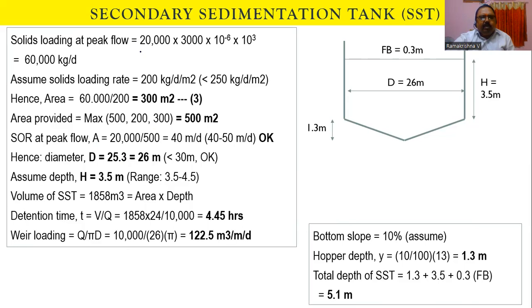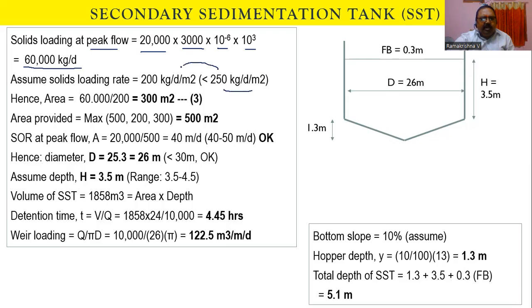equal to what? Peak flow is 20,000 multiplied by 3,000 milligrams per liter, and again 10 to the power of 3, that is the 1,000 conversion from meter cube to liter, and this 10 to the power of minus 6 is conversion from milligrams to kilograms. What I'm getting is 60,000 kg per day of solids loading at peak flow. Solids loading rate under peak flow conditions is 250 kg per day per meter square maximum.